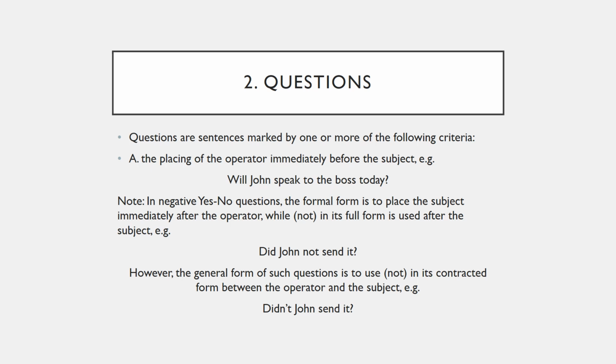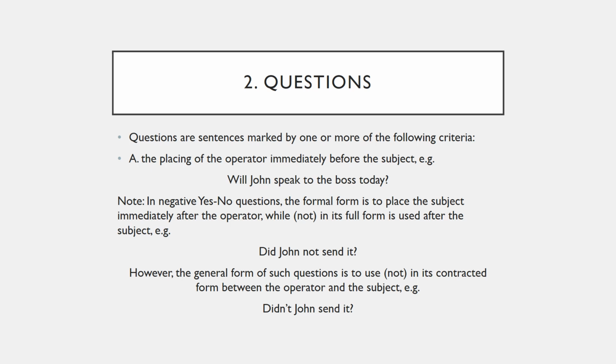So the structure of your yes/no question will be in this way. You start your yes/no question with what? With the auxiliary, followed immediately by the subject, and after the subject you have to use what? The not. So the question will be, did John not send it? Okay, did John not send it? This is the formal form of a negative yes/no question, in which the particle of negation, the word we are using to negate this question, not, is used in its full form.